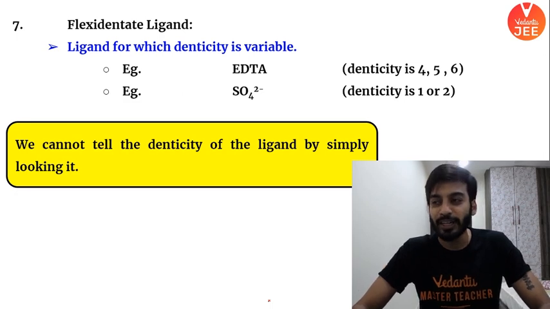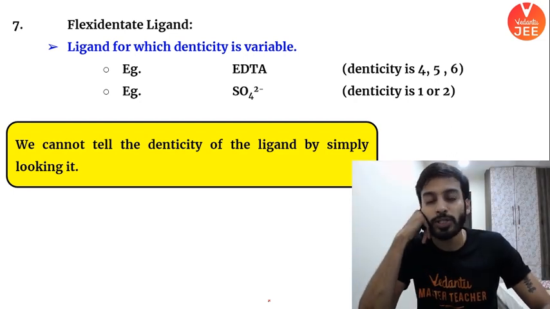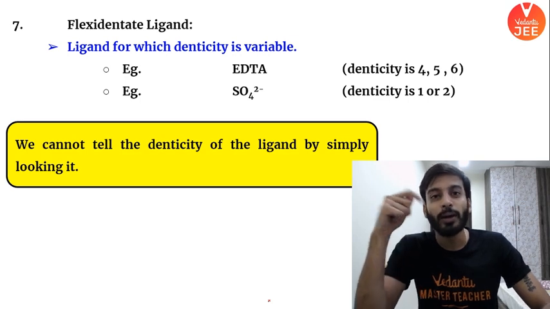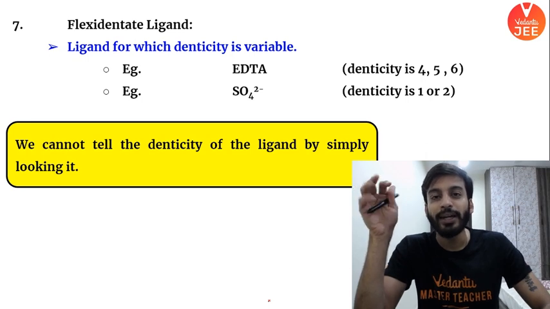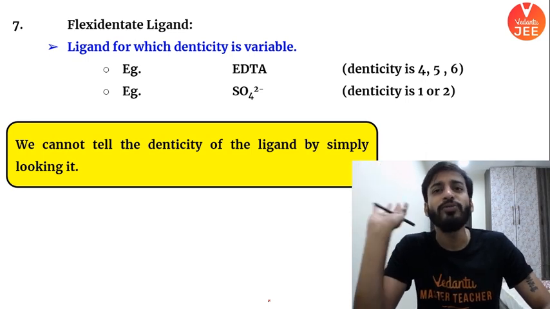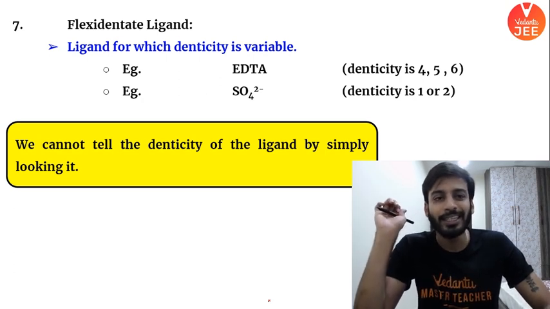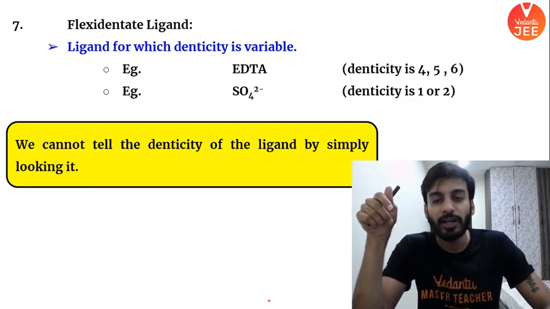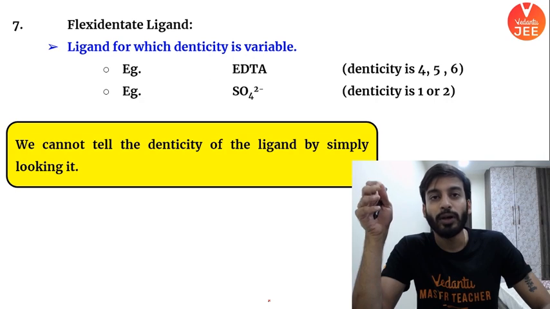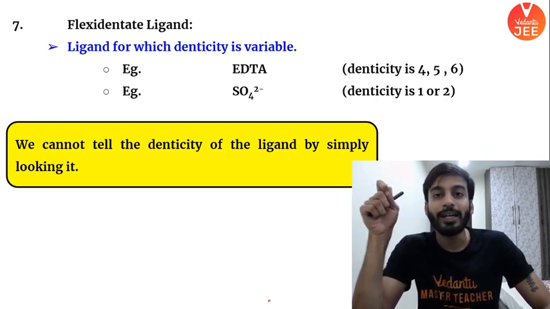Flexidentate ligand: as per the requirement, it can change its denticity. For example, I just told you EDTA can form 6 sigma bonds and donate 12 electrons. But as per the demand of the question or compound, it can play with its denticity. It can also form 4 sigma bonds. No need to mug up, but remember that polydentate ligands are those that can form more than one sigma bond, two or more, and we can always call such a ligand a polydentate ligand.